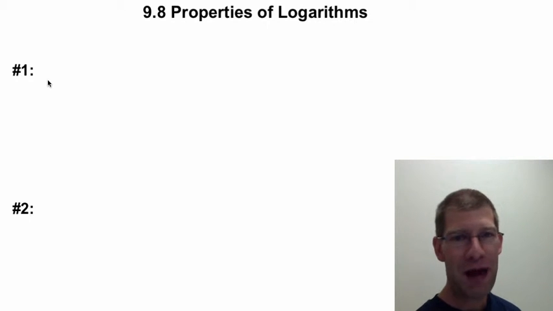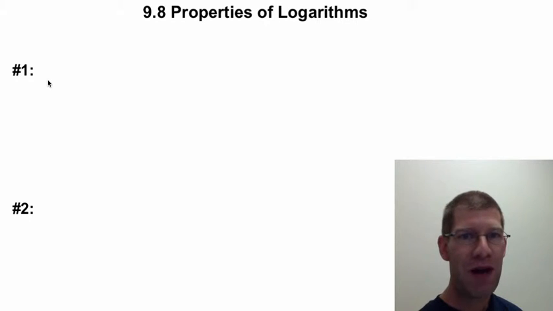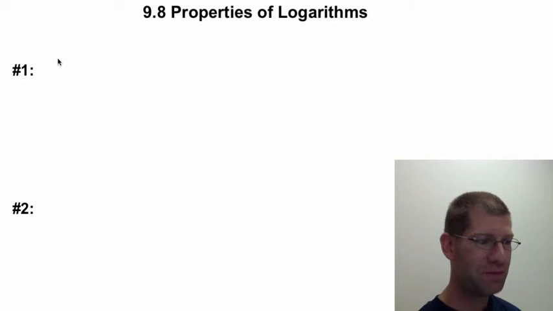The book gives 5 properties, if I remember right. 2 of the 5 properties, if you go through, change the logarithm to an exponent, you can solve it in your head. Those 2 properties I don't bother putting in the notes because it seems like nobody actually uses them anyways, none of my students. But I want to put in 3 of them.